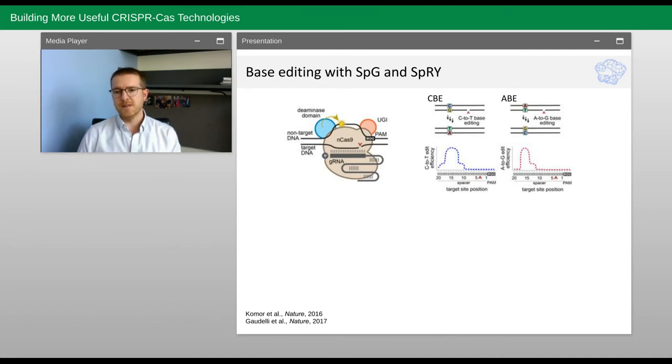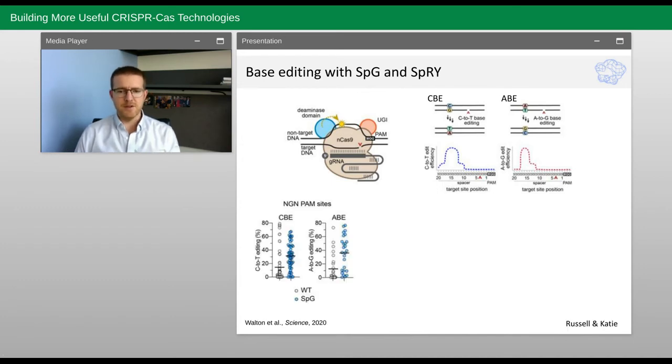So the importance of the PAM at a specified distance from the edit that you want to make manifests very clearly in the base editor platform. Having enzymes that allow you to position the PAMs more carefully by being able to read more of the genome allows us to base edit previously inaccessible parts of the genome. So the question became, with these new enzymes, SPG and SpRY, can we make effective C to T base editors and A to G base editors, leveraging their expanded targeting capabilities?